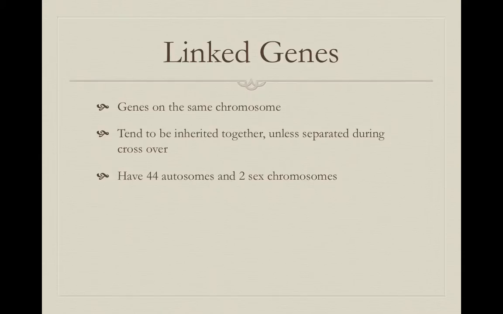So linked genes are genes that are on the same chromosome, and they tend to be inherited together unless they are separated during crossover. Remember that crossover is what happens during meiosis when the genes switch on both chromosomes. Now we have 44 autosomes and 2 sex chromosomes, so 46 chromosomes together, 23 pairs.